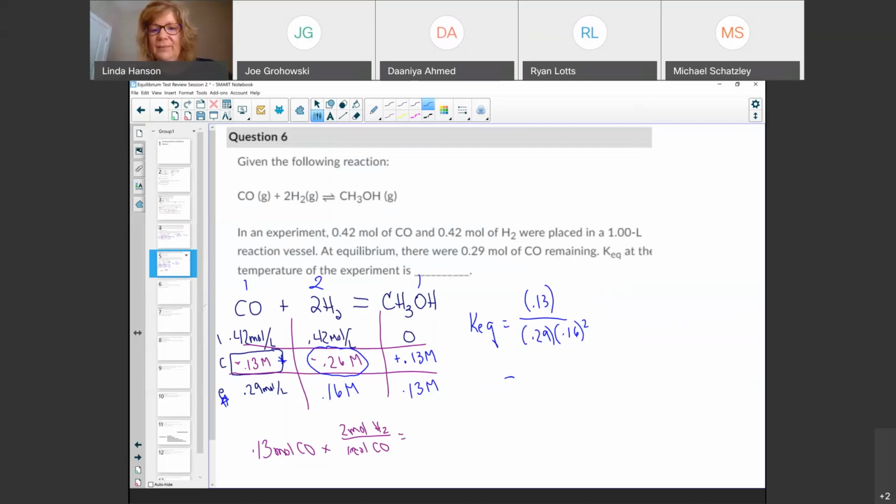Okay, you're welcome. So let me hit this just to be sure I'm doing that right. 0.13 divide by 0.29 and divide by 0.16 squared. How about 17.5? And I'll look to see if anyone else got the same. Got that. Sweet. Okay.